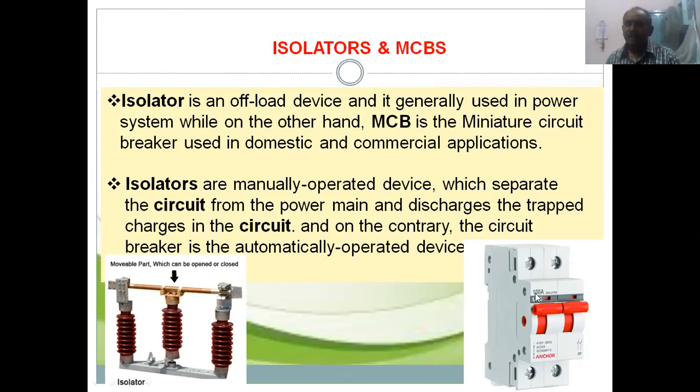Whereas in a circuit breaker, the MCB, it can be operated manually or it can be operated automatically whenever fault current flows through it. The MCB is operated automatically or manually, but the isolator is always operated manually only. So these are some differences between the isolators and MCBs.